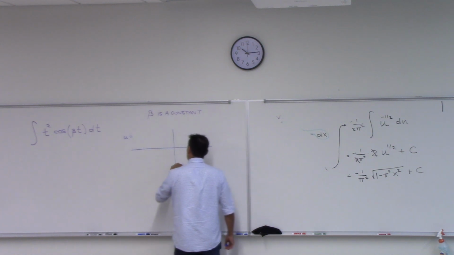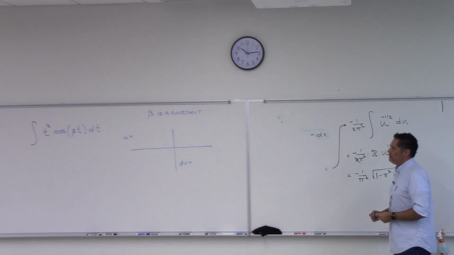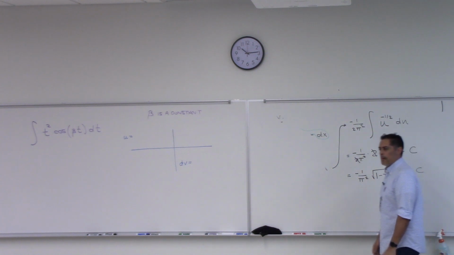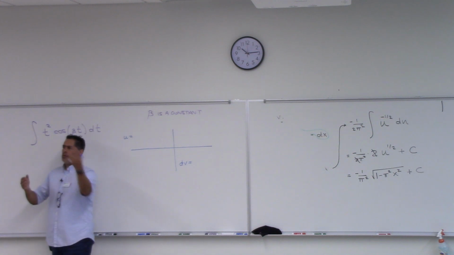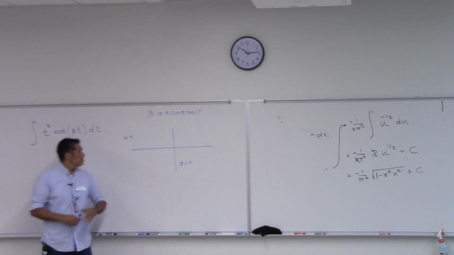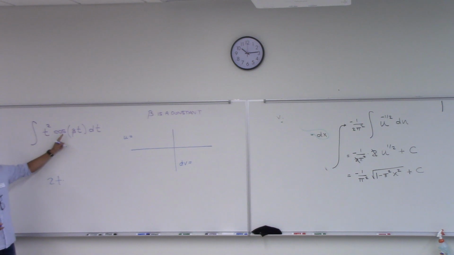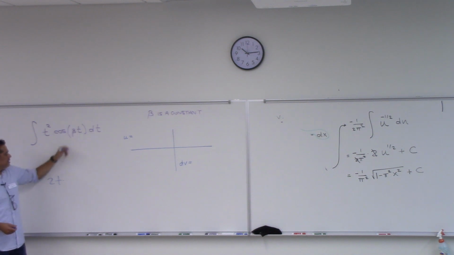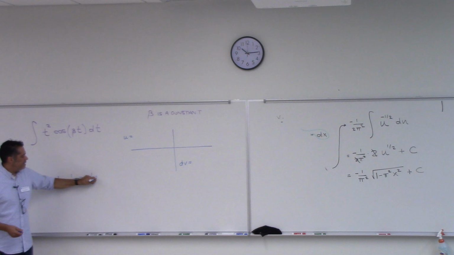U dv. What are your thoughts for u? Thinking t squared? So if you let u be t squared, in the new integral, it'll be 2t, right? So we're saying if we let this be u, in the new integral, we're going to have 2t. And then we're going to have the antiderivative of this. Do you know the antiderivative of this? It's going to have sine, but look, this is like a linear expression. You'll have 1 over beta sine beta t. Isn't that what you would have?